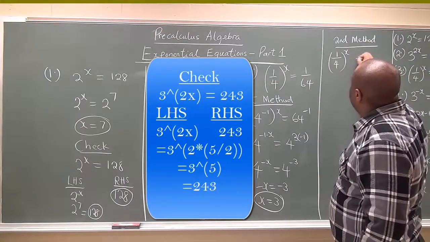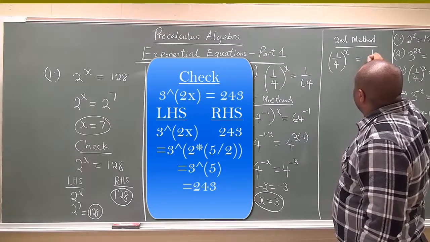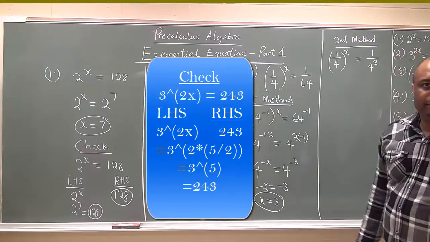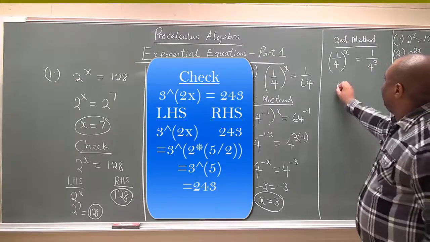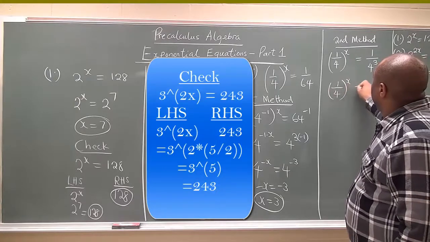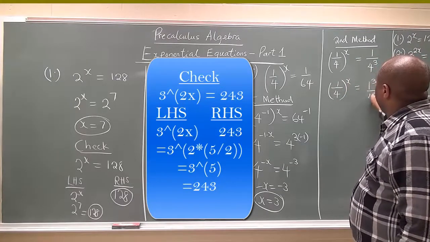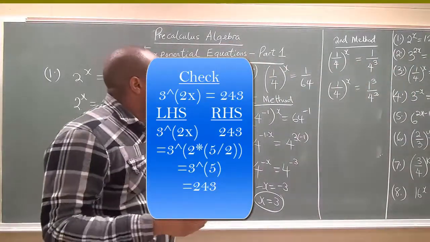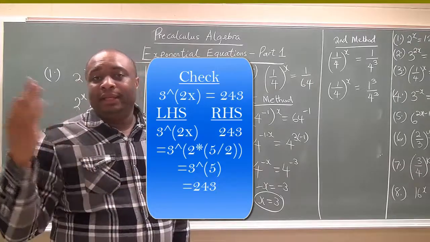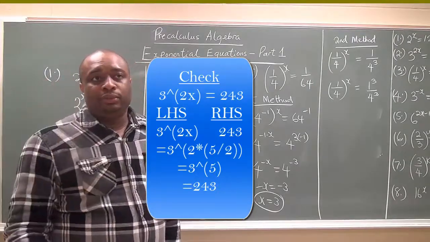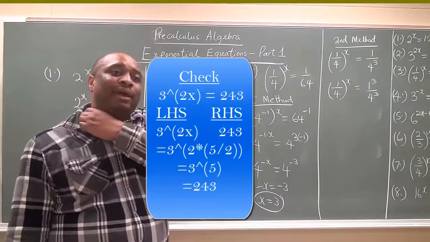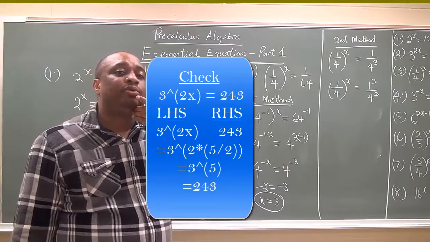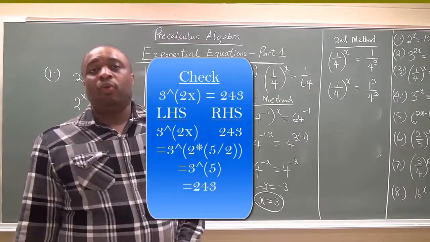(1/4) exponent x is equal to, we can now say that this is (1/4) cubed. That is what we can say. And then we can now say that (1/4) exponent x is equal to 1 cubed over 4 cubed. Because you know that with 1 as a base, if you raise the base to any exponent, it gives you 1. 1 squared is 1, 1 cubed is 1, 1 raised to power 5 is 1.